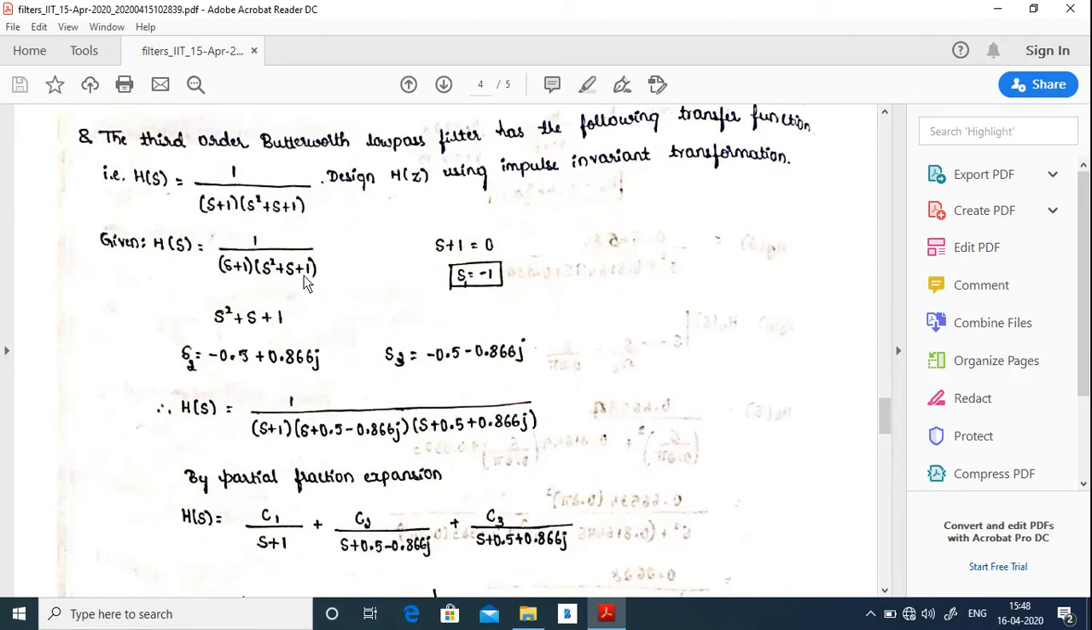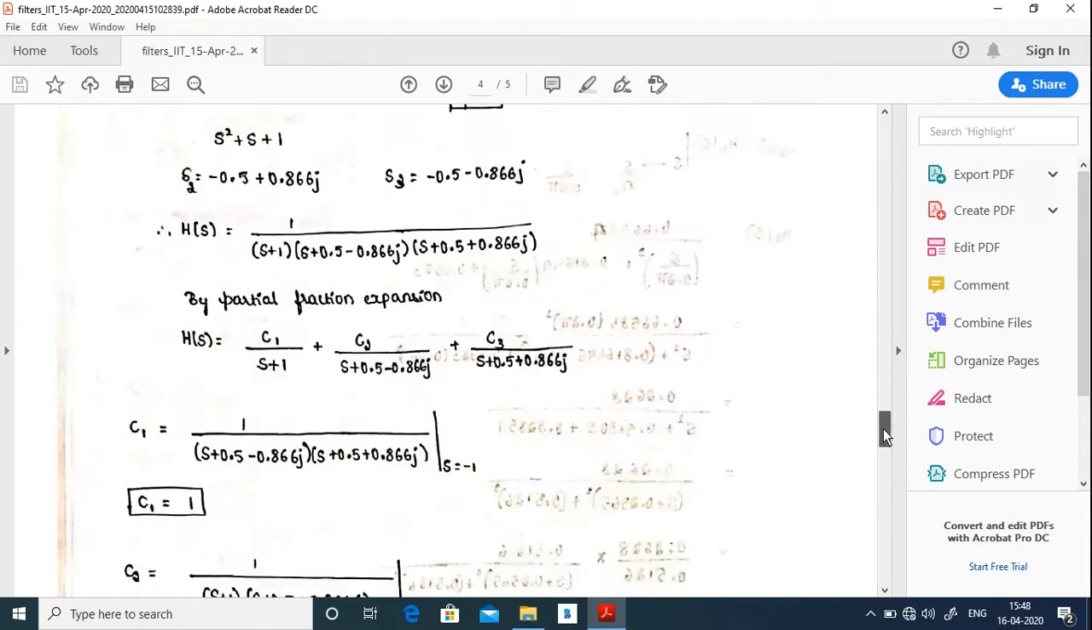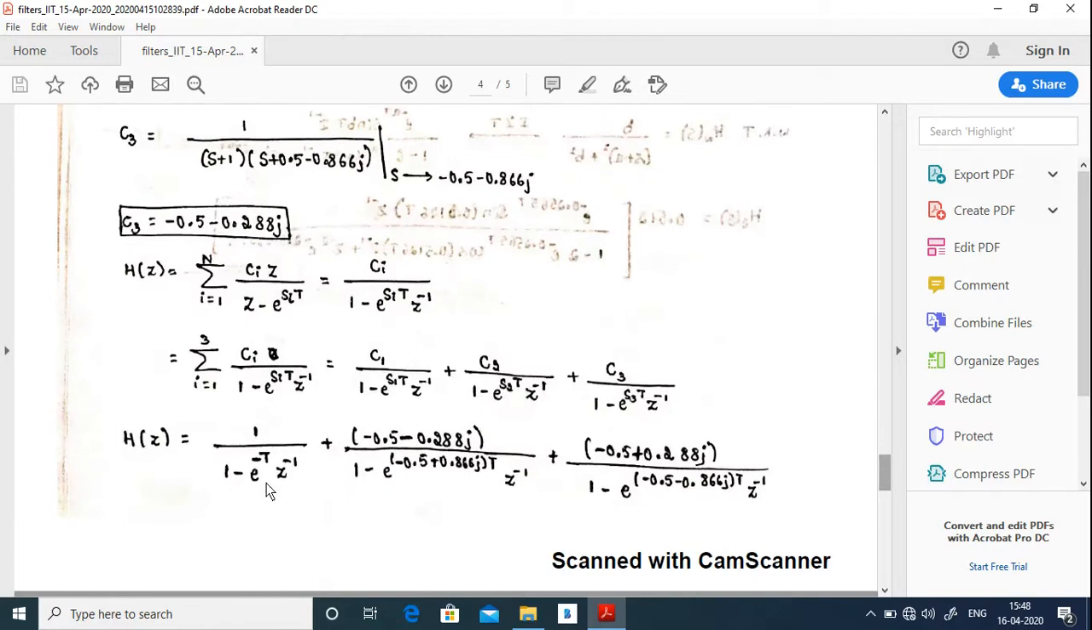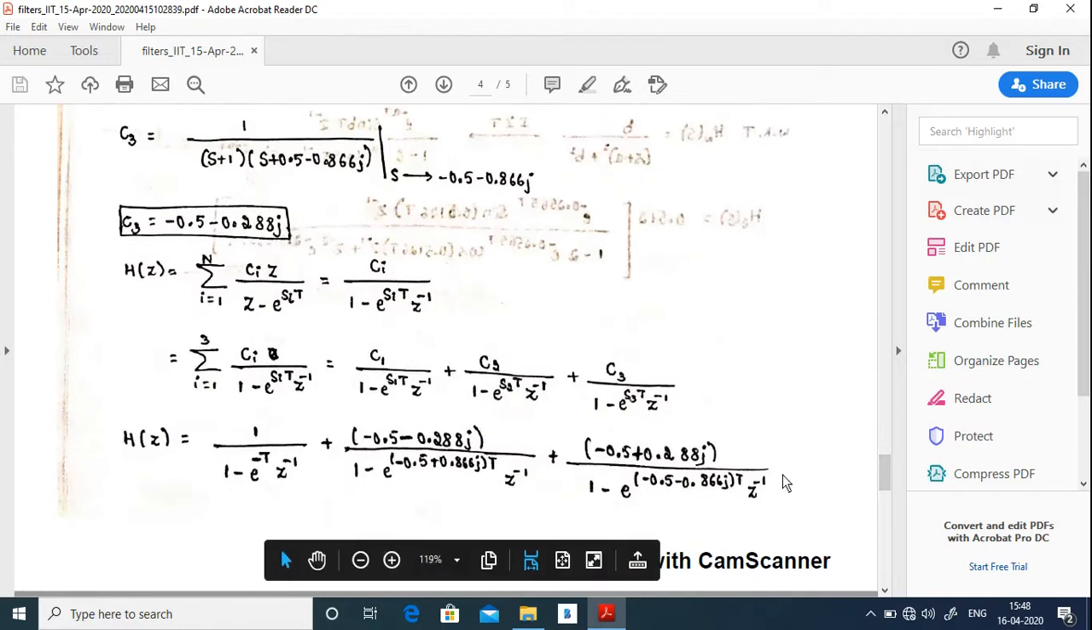In some cases, omega p may not be 1 radian per second. It could be some other frequency. So in that case, you need to use the cutoff frequency, and then replace s by omega c, since this is a low pass filter, and then follow the same steps and continue till here.